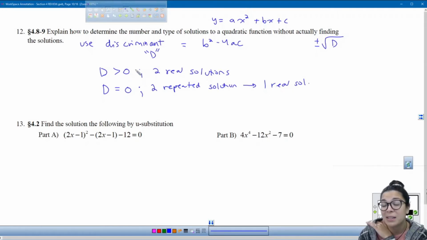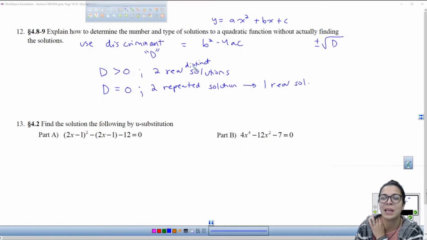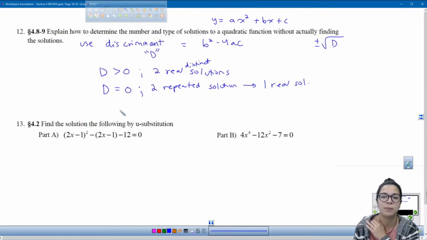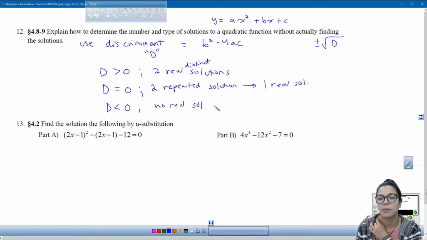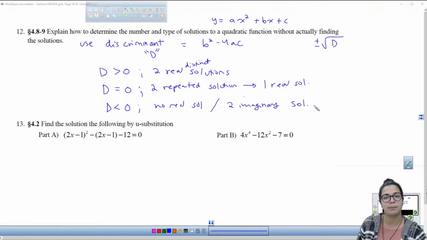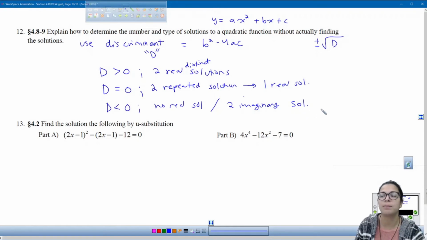Here, if the discriminant is positive, the 2 real solutions are distinct. They're different numbers. They're not the same solution. And then lastly, if the discriminant is negative, then you have no real solutions, which basically means you have 2 imaginary solutions. And that's how you would figure it out.